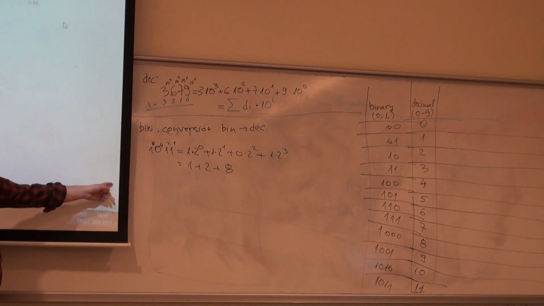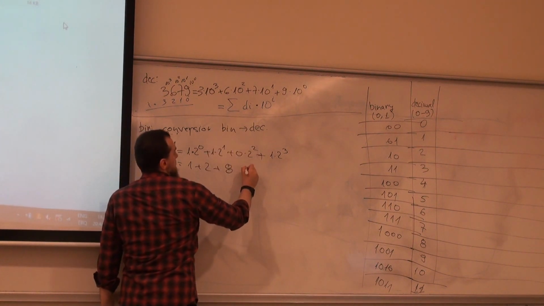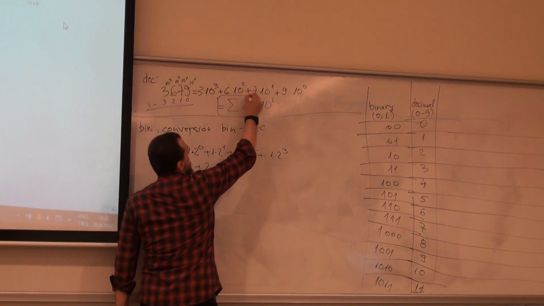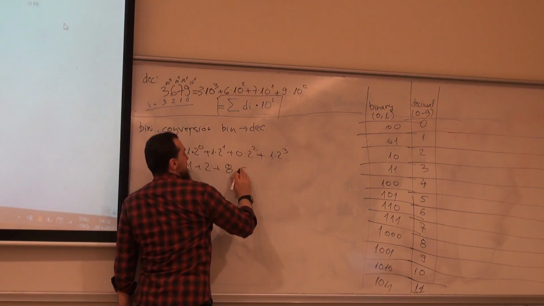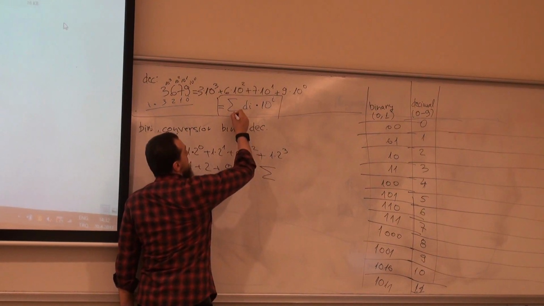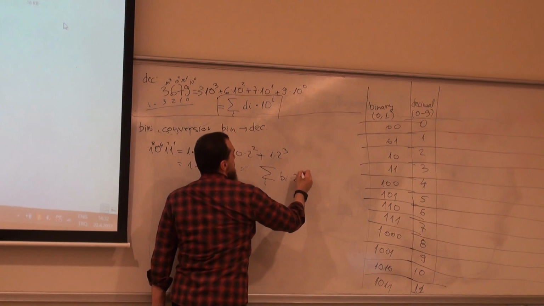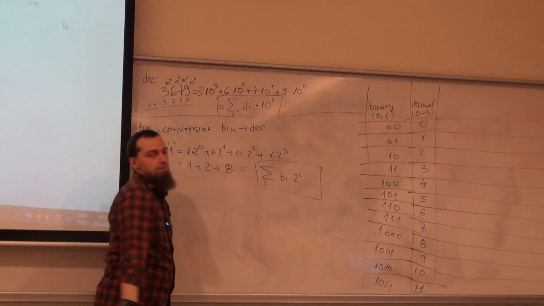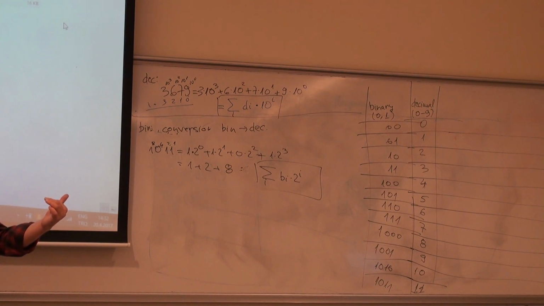The formula for converting from binary to decimal is this one. So this is the formula. This is the formula for conversion. So it's the summation of b_i multiplied by 2 to the power of i. Okay? Is this clear?